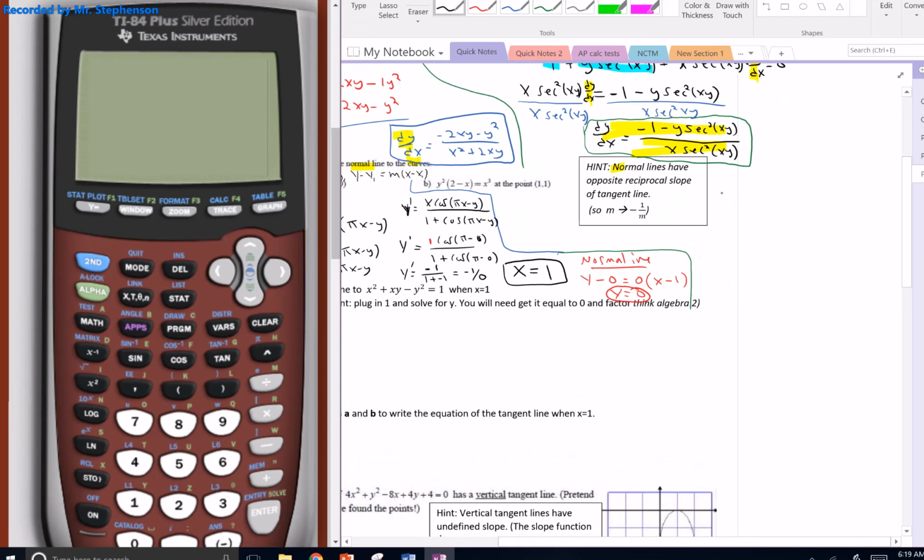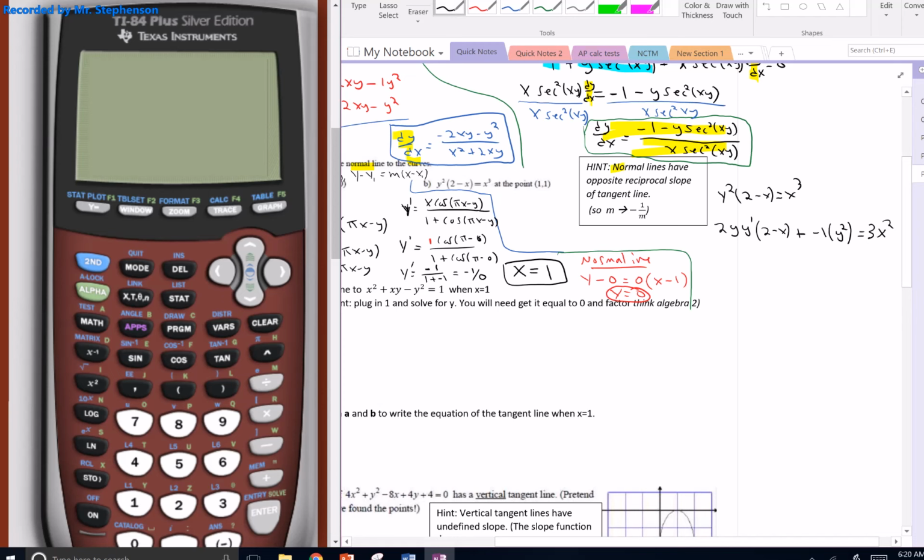So B is y²(2 − x) = x³. We want to find the derivative because we want to find the slope. We could do this either way. All right, let's just do it this way. So this is a product, y² times (2 − x). We're going to use product rule. So the derivative of the first one is 2y y' times the second one, which is (2 − x), plus the derivative of the second one, which is −1, times the first, which is y², equals the derivative of the right hand side as well, which is 3x².